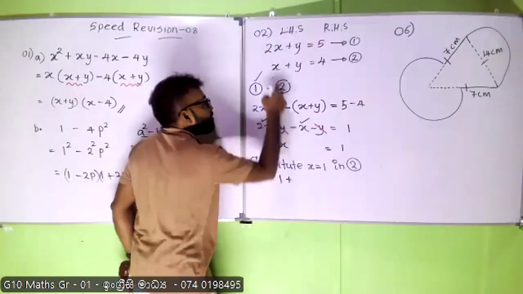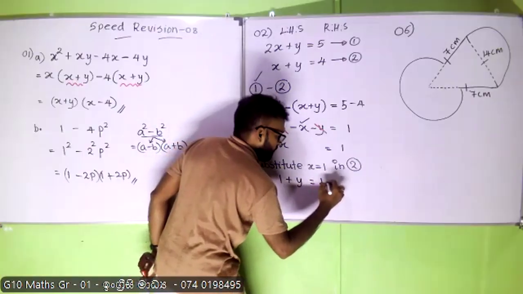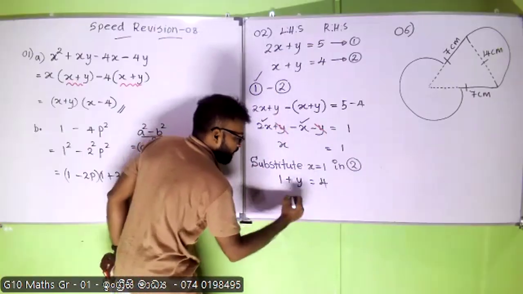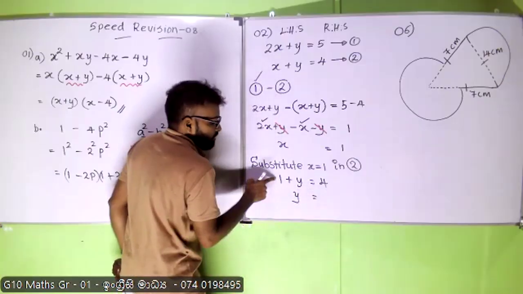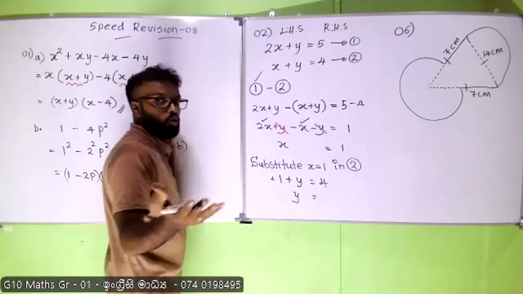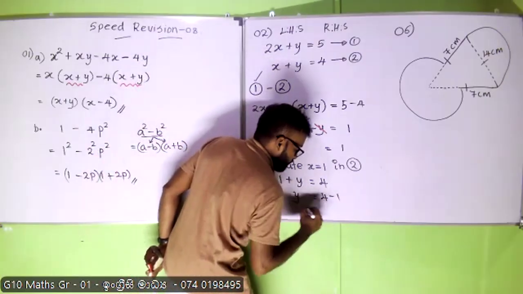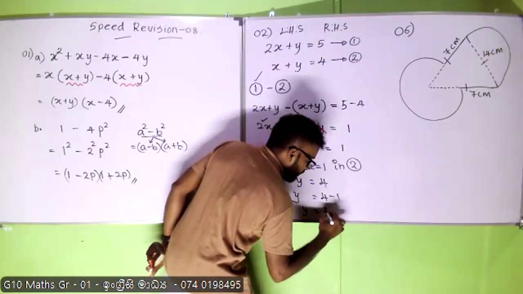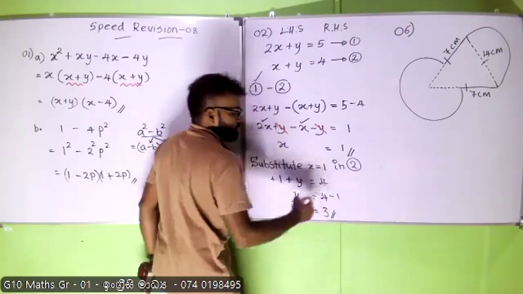So instead of x, I am substituting 1, plus y equals 4, right? So if you want to find the value of y, this is already positive 1, you know that, right? Take it to the other side, so it becomes 4 minus 1, so y equals 3, right? So x equals 1, y equals 3.